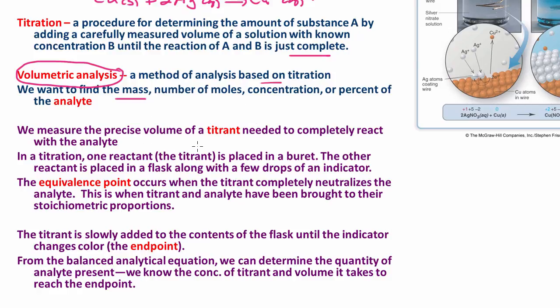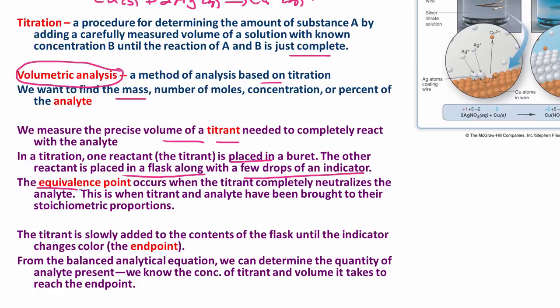So what we're able to do is measure the precise volume of a titrant needed to completely react with the analyte. We do that using a burette. We can read to the hundredths place. The titrant is put into the burette. The other reactant is placed in a flask. We usually add a few drops of indicator so that we can see the color change when the reaction is complete.